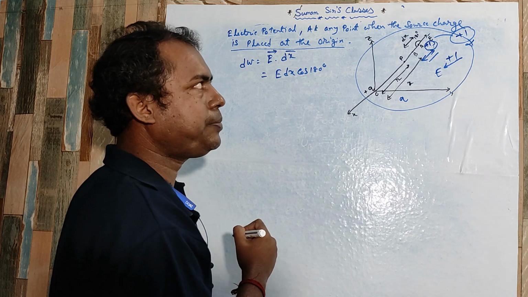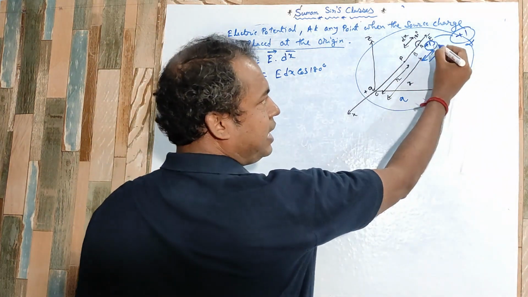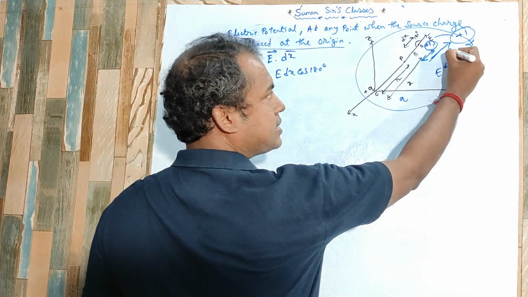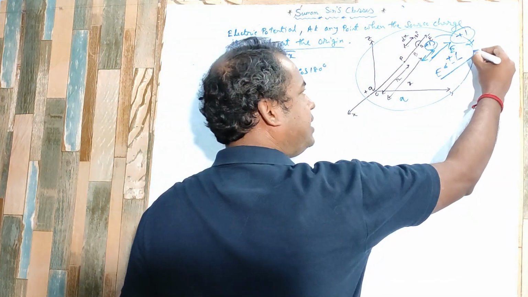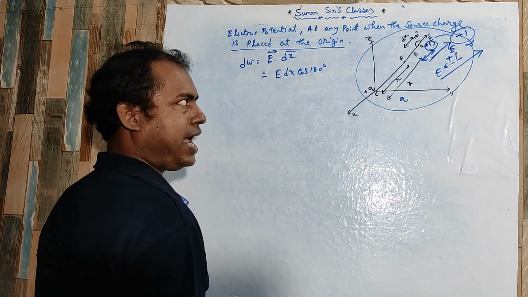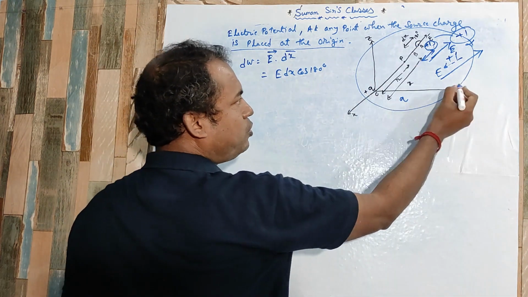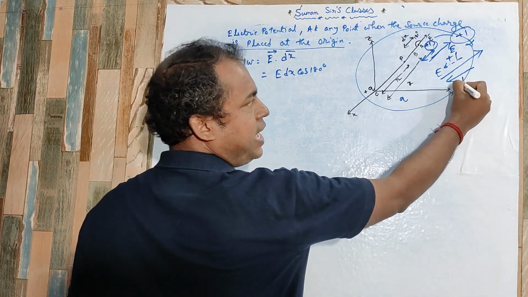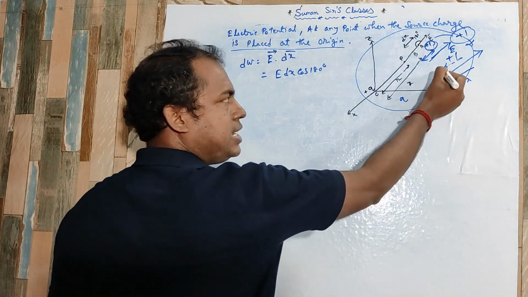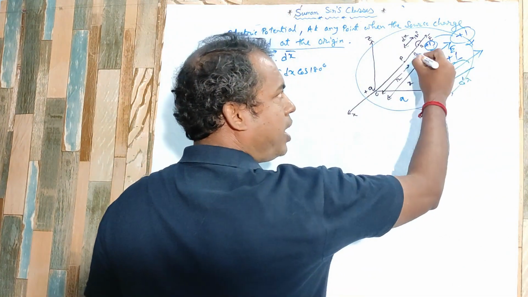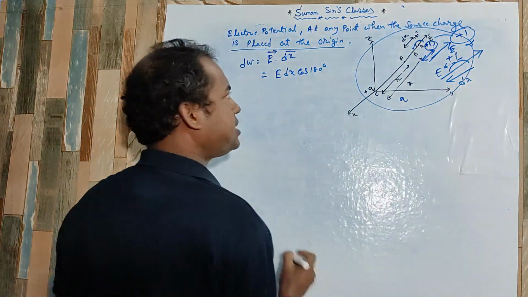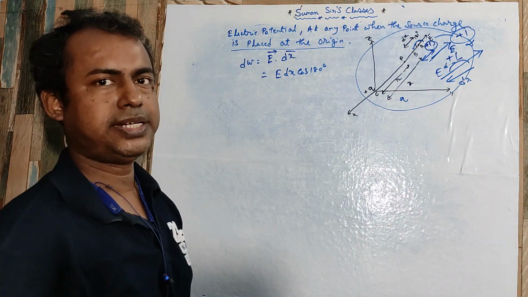Why is it 180 degrees? Because the electric field is acting in that direction. Because it is repulsive in nature, the electric field acts in the outward direction, and the charged body is moving in the inward direction. So dx is inward, the electric field is outward. So what is the angle between them? That is 180 degrees. For these reasons, it is taken as 180 degrees.